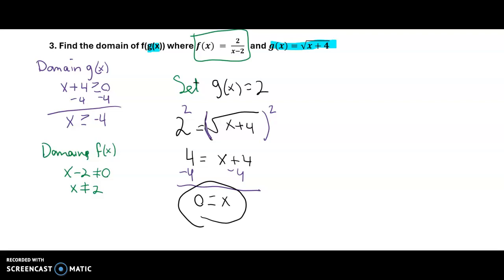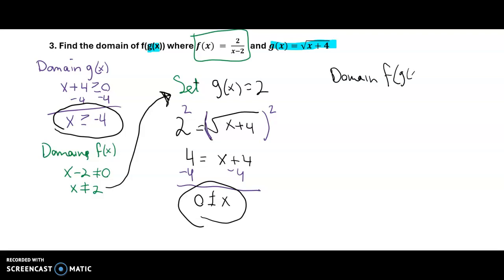That's another restriction. So we know that x has to be greater than or equal to negative 4. And we also know, we found the domain of f of x, and we set that equal to g of x, and solved, and we found that x equals 0 is the restriction. So x cannot be equal to 0. So let's put that all together. We know that our domain of our composed function, f of g of x, is going to be all values of x, where x is greater than or equal to negative 4, and x is not equal to 0.